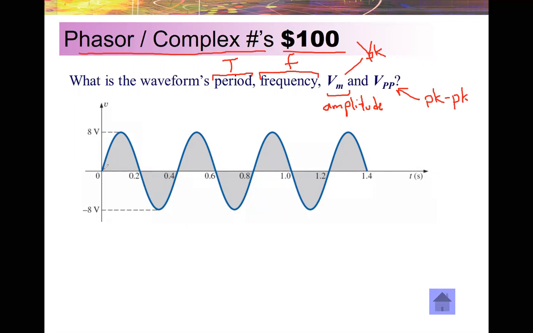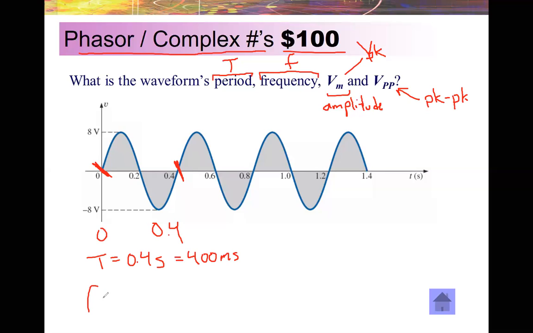So the waveform's period, we can look at it from where it crosses up through the x-axis to where it crosses up through the axis again. How long does it take to go through one cycle? One cycle takes from 0 to 0.4, so we could say T is equal to 0.4 seconds. In engineering units, that would actually be 400 milliseconds.